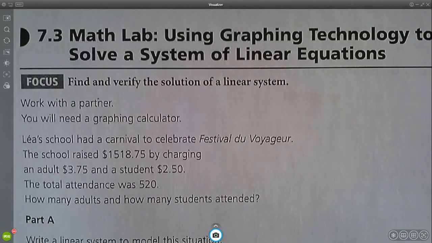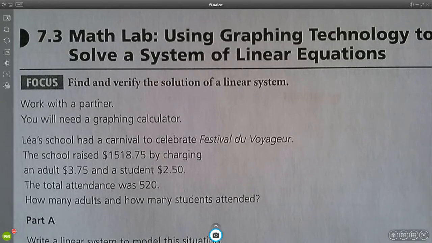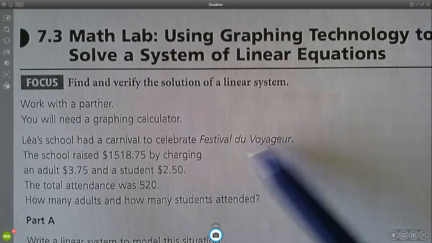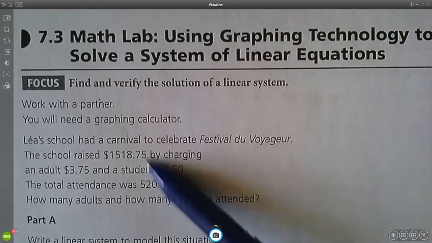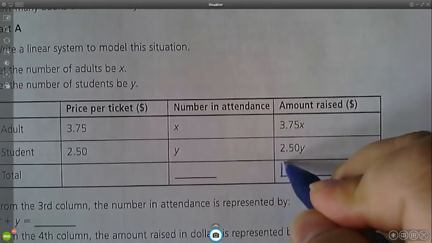So again, we're going to be using graphing technology to solve our system of linear equations. So instead of doing it algebraically, we're going to be answering these questions using our graphing calculators, and then we can verify after. So we have a problem here that we're going to make some linear equations for. So they had a school carnival. The carnival raised $1,518.75.